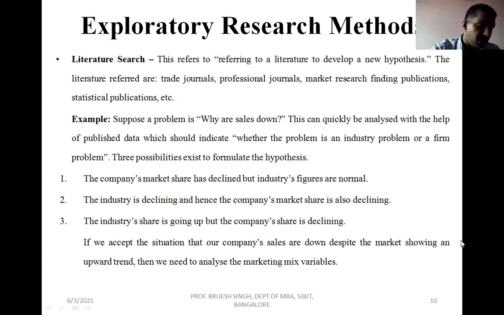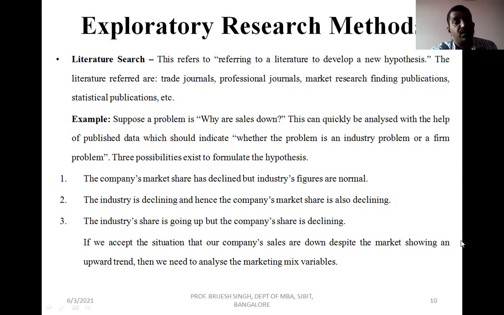Then, for this literature search, you can refer to refereed journals, trade journals, professional journals, or even any kind of market research findings based publications. Okay, and even statistical publications will help you conduct this kind of exploratory research. So let us take, suppose the company wants to identify why there is a sales decline, why sales are declining.